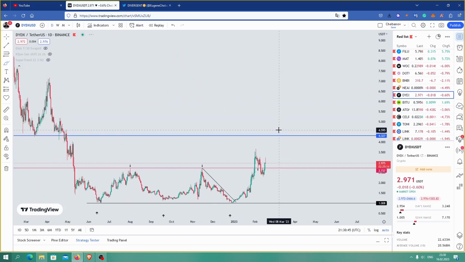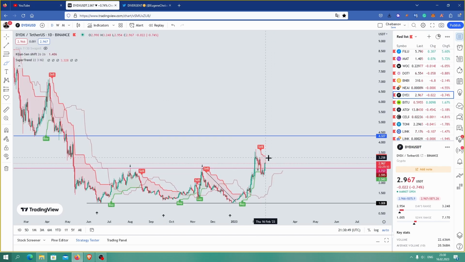With the DYDX, I shared on my Twitter account. Also, let's look at the situation here. The same situation. If tomorrow we confirm this, that we broke the support, retesting super trend resistance, then again we are confirming that the trend has changed. If we don't break it tomorrow, which I think is unlikely, then we are going for the retest of at least 2.770, 2.774.